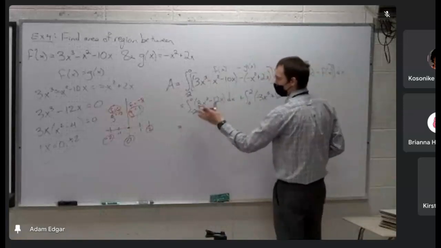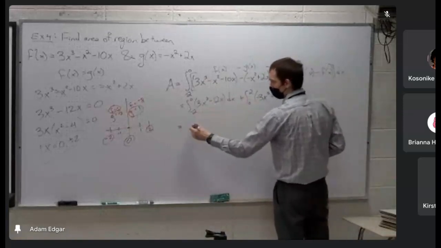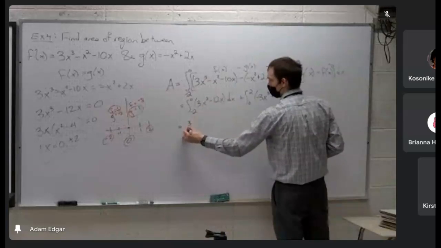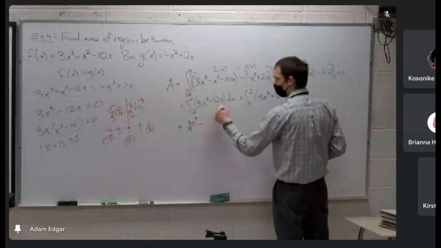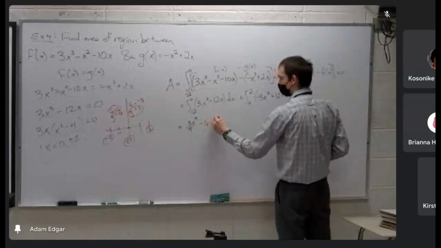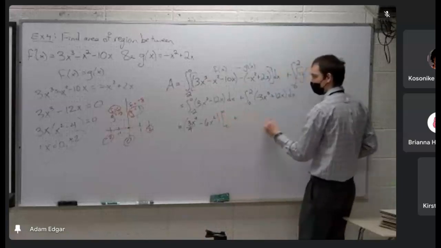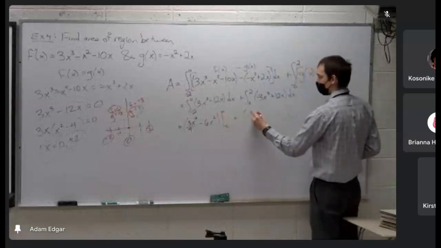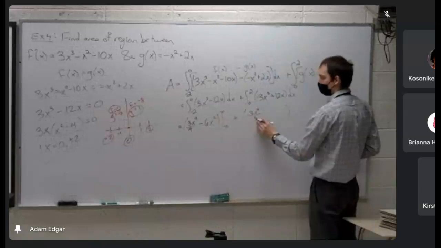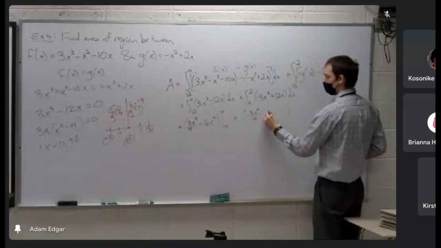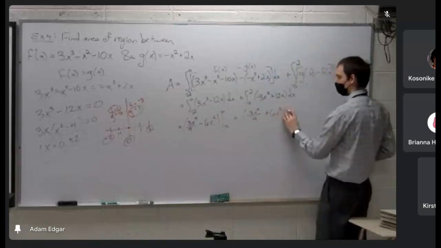So when you go and integrate, 3x to the third becomes 3/4 x to the 4th minus 6x squared, and you'll do that from negative 2 to 0. And then, over here, same thing but opposite, negative 3/4 x to the 4th plus 6x squared, and that's going from 0 to 2.